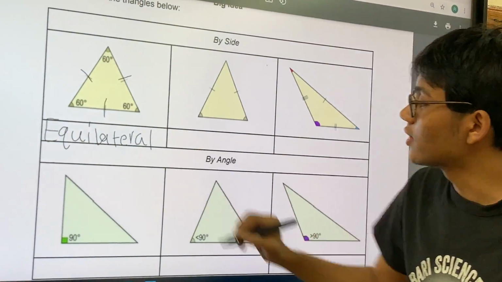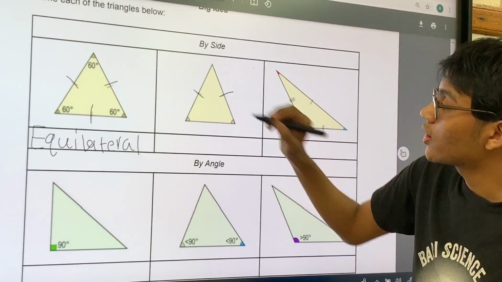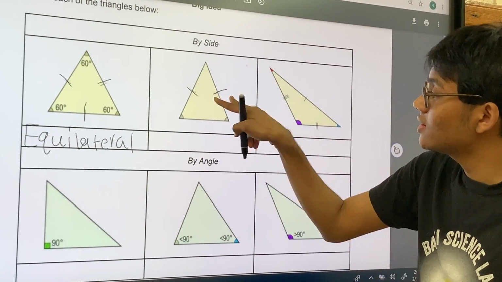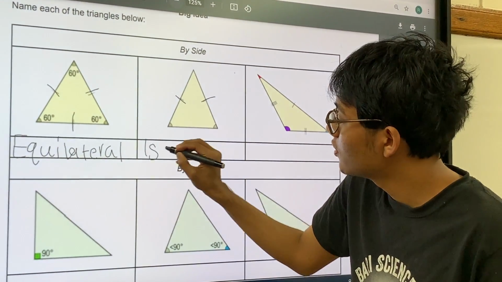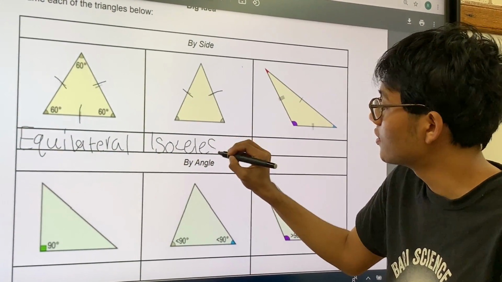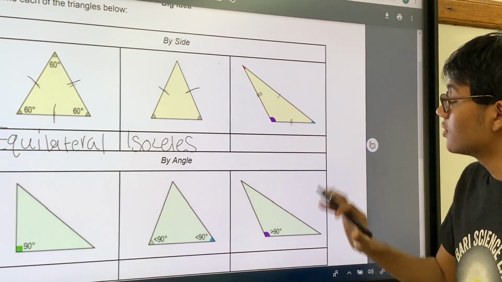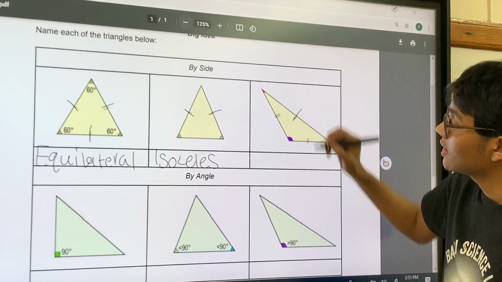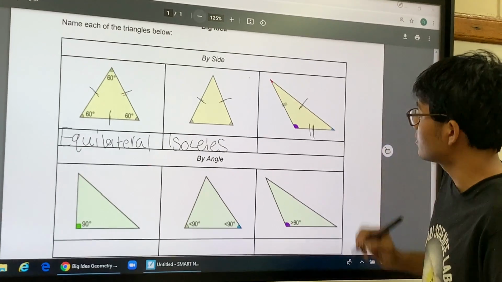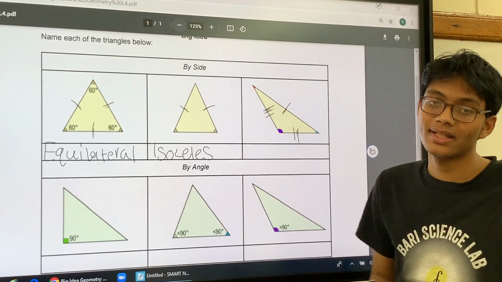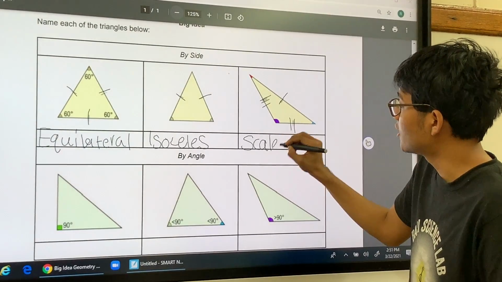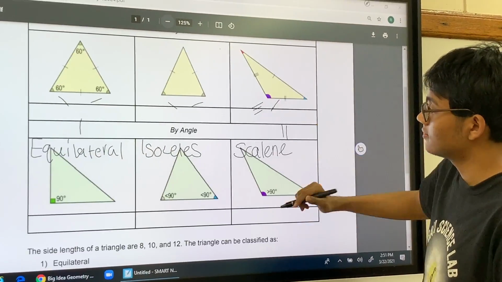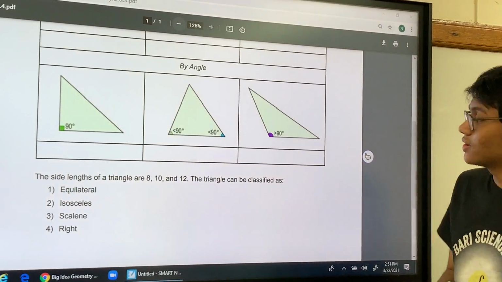Okay, next triangle, we have one tick mark on only 2 sides. So that means these 2 sides are equal, the third side is not equal. So if 2 sides are equal, we know we have an isosceles triangle. Our last triangle looks all wacky. We have one tick mark on one side, 2 tick marks on another side, 3 tick marks on the last side. That means all the sides are different. That's a scalene triangle. Okay, so now let's look at the classifications by angle.